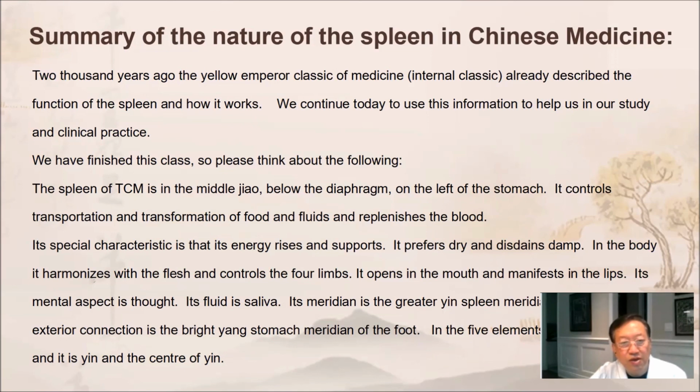We finished this class, so please think about the following. The spleen of TCM is in the middle jiao, below the diaphragm, on the left of the stomach. It controls transportation and transformation of food and fluids and replenishes the blood. Its special characteristic is that its energy rises and supports. It prefers dry and disdains damp. In the body, it harmonizes with the flesh and controls the 4 limbs. It opens in the mouth and manifests in the lips. Its mental aspect is thought, its fluid is saliva, its meridian is the greater yin meridian of the foot, and its exterior connection is the bright yang stomach meridian of the foot. In the 5 elements, it represents earth, and it is yin in the center of yin.